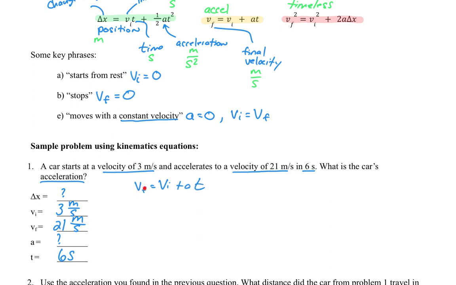Well, I know the final velocity. I know the initial velocity. I don't know the acceleration, but I do know the time. So I think this equation is going to work just great for us. So final velocity is 21 meters per second. I put that into my equation with units. That equals 3 meters per second plus the acceleration times the time of 6 seconds.